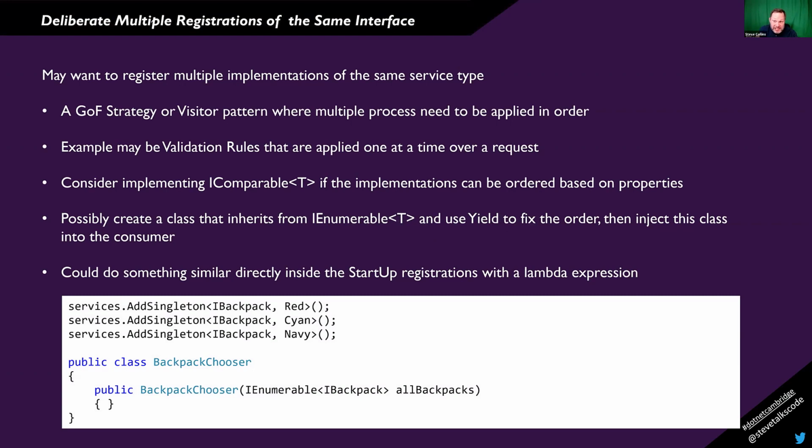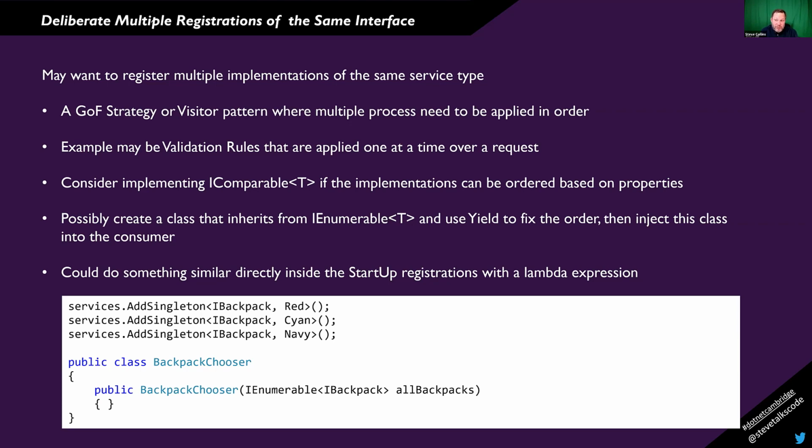Flipping what we've just talked about on its head, you may be deliberately registering multiple implementations that the caller needs to iterate over. As I said, it might be some validation rules or a visitor pattern, something like that. If you do plan to do this, the consuming class needs to know that there are multiple registrations. Otherwise, if it just asks for one, it'll get the last or first, depending on whether you use TryAdd or not. To do this, the consumer needs to explicitly request an IEnumerable of the service in its constructor parameter list. That way, it will get the whole list of all the different registrations.